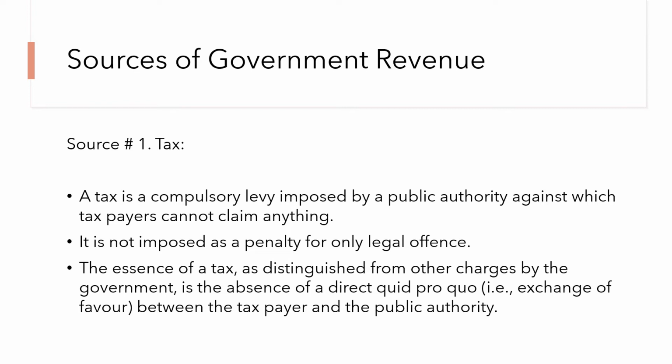Tax, apart from other kinds of levy by the government, has an absence of direct quid pro quo. This is something between the public and the government, and you cannot say that the government should give you something as compensation for what you pay in the form of tax. So tax has many peculiar features which make this tax system different from the other sources of revenue to the government.